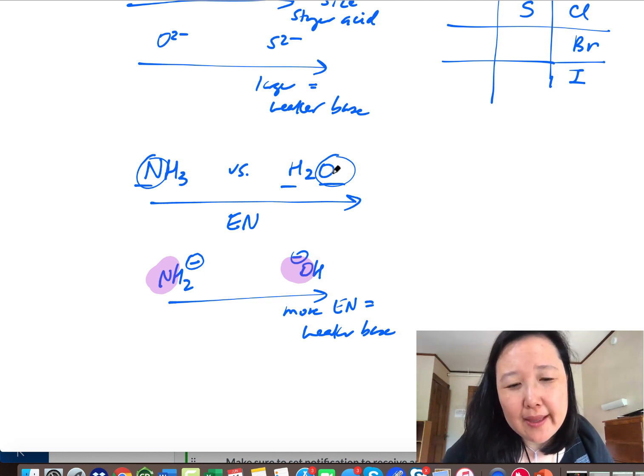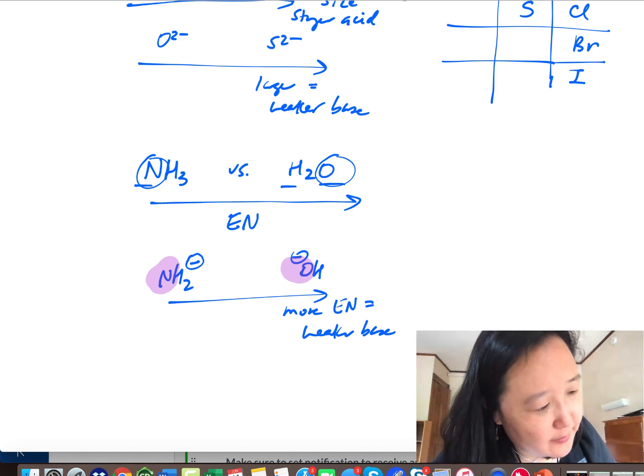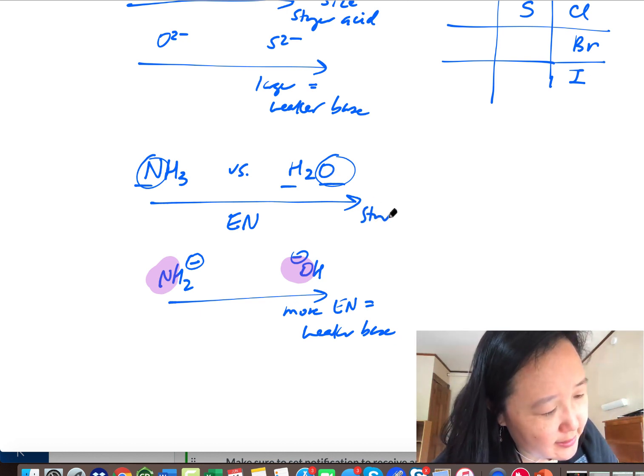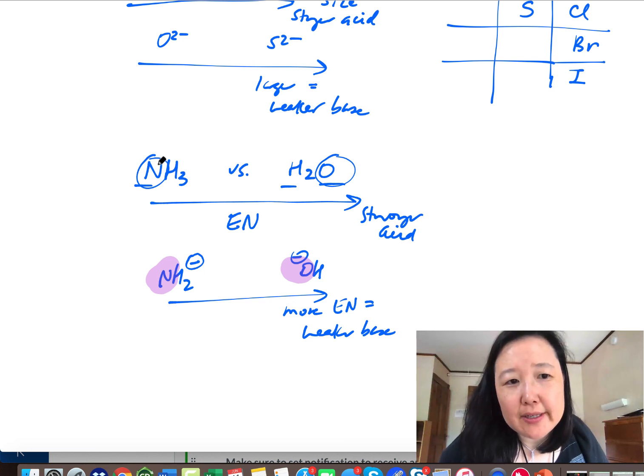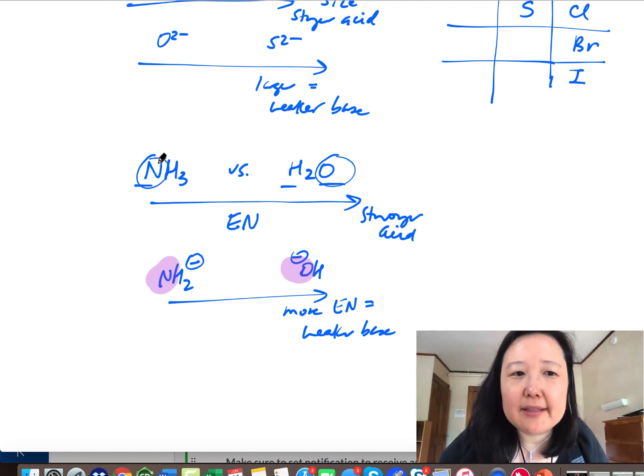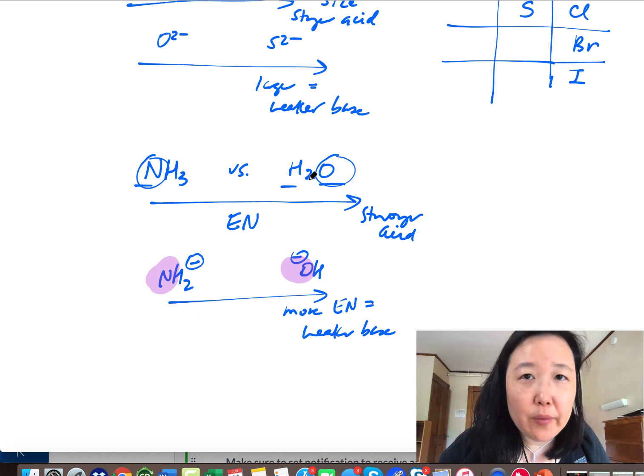Then going this way, the opposite is true. We're going to have stronger acid as we go across. And you guys probably know that because NH3 is more of a base than it is an acid, right? So water is sort of a weak acid, weak base, and this is sort of more of a weak base.